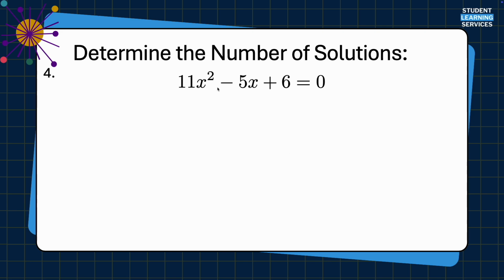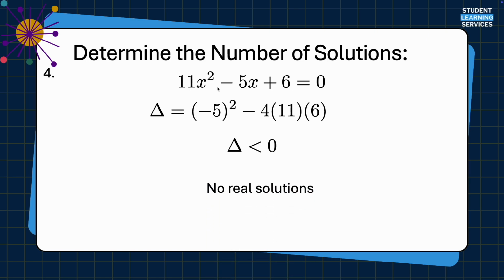What about 11x squared minus 5x plus 6 is equal to 0? Well, by using the delta formula, delta is equal to negative 5 squared minus 4 times 11 times 6, which is less than 0. Therefore, we can say this has no real solutions.